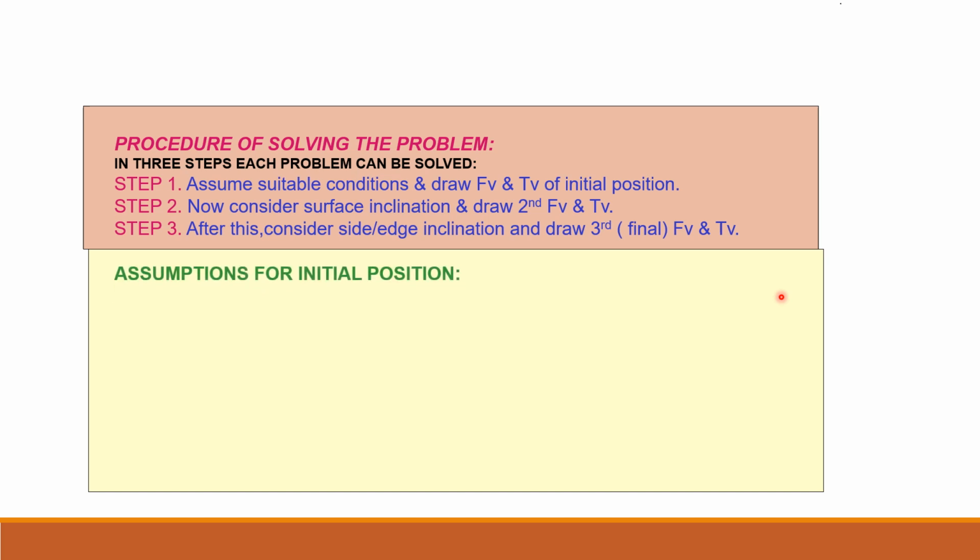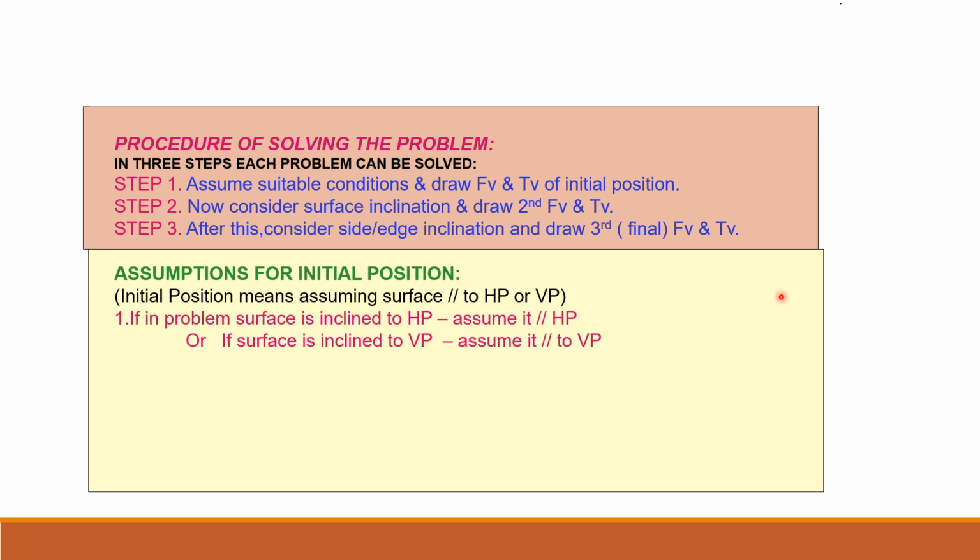Assumptions for initial position. Initial position means assuming the surface either parallel to the horizontal plane or the vertical plane. If in the problem the surface is inclined to HP, understand this very clearly. Please read the question carefully, and underline these points. If the surface is inclined to HP, assume it to be parallel to HP for your step 1. And if the surface is inclined to your vertical plane, assume it to be parallel to the vertical plane. So this is what we have to do.